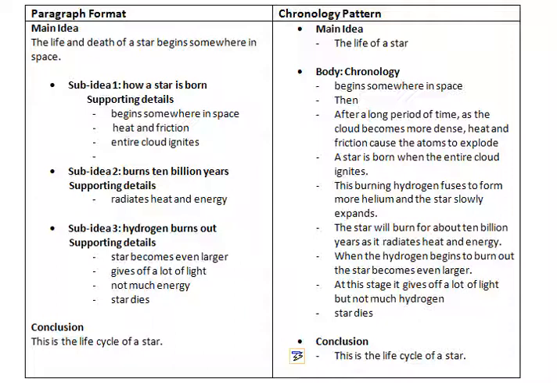This burning hydrogen fuses to form more helium, and the star slowly expands. The star will burn for about 10 billion years as it radiates heat and energy. When the hydrogen begins to burn out, the star becomes even larger. At this stage, it gives off a lot of light, but not much hydrogen. The star dies. Conclusion. This is the life cycle of a star.